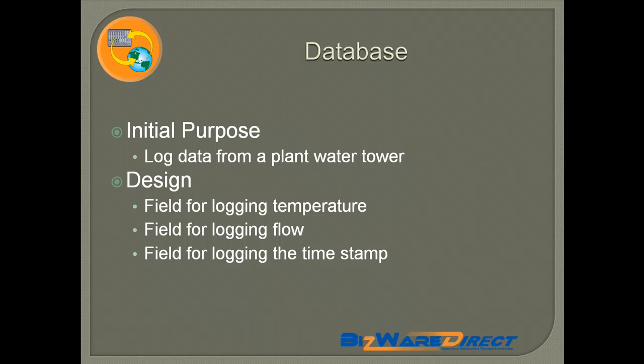The initial purpose of our database will be to log data from a plant's water tower. We can add more to the database later. For the water tower, we will need to log three things: the temperature, the rate of flow, and the time at which the log occurred.